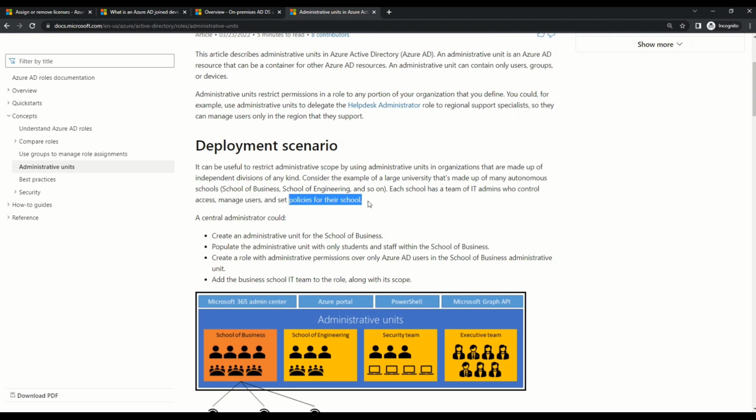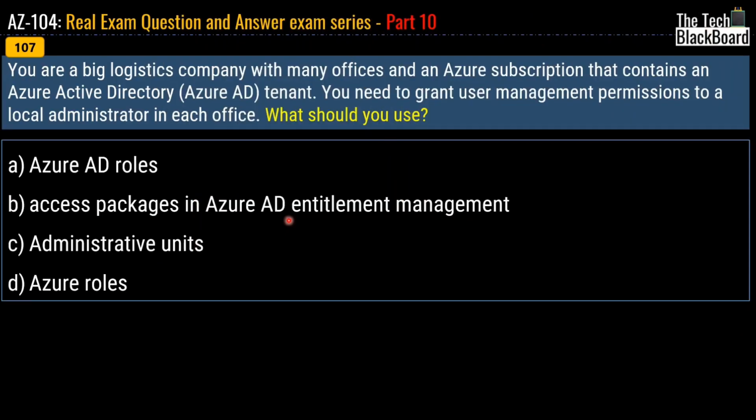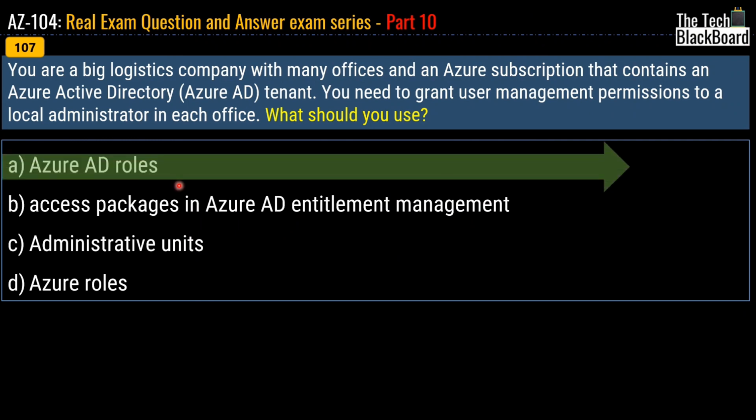This scenario is very similar to our scenario in the question, where we have a company with many offices in different locations, and in this example they have many autonomous schools. So very similar business scenarios. If you want to explore more, you can also read about the capabilities of this central administrator at each location. Now let's jump back to our presentation. Based on the Microsoft documentation, we can now easily find the answer, and the correct answer for this question is option A, Azure AD roles.